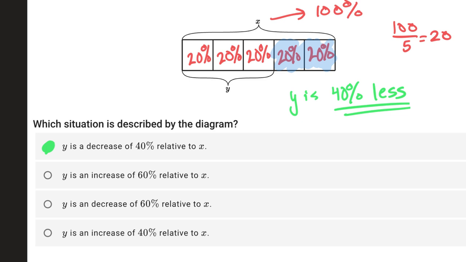Now, just to look at this a different way, it's not one of our options, but if we were to look at x relative to y, x is 40% more, or 140% increase, because we have 100% and 140% increase.